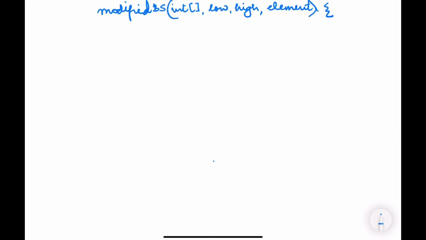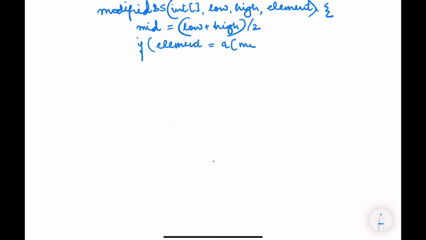Okay, so first we will figure out the mid element. As usual, the mid element would be low plus high by 2. So before performing further, we will check if the element is by any chance equal to the mid element. We will be returning the mid index. If not, then let's see what we are going to do. Now we have to find out which subarray is sorted. So we will first check for the left subarray.